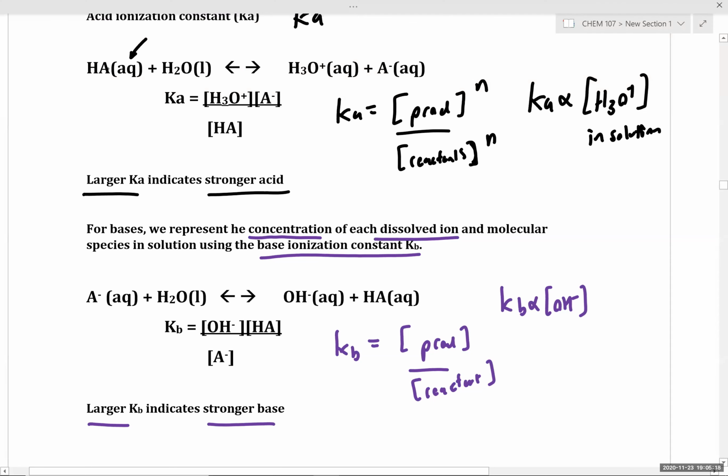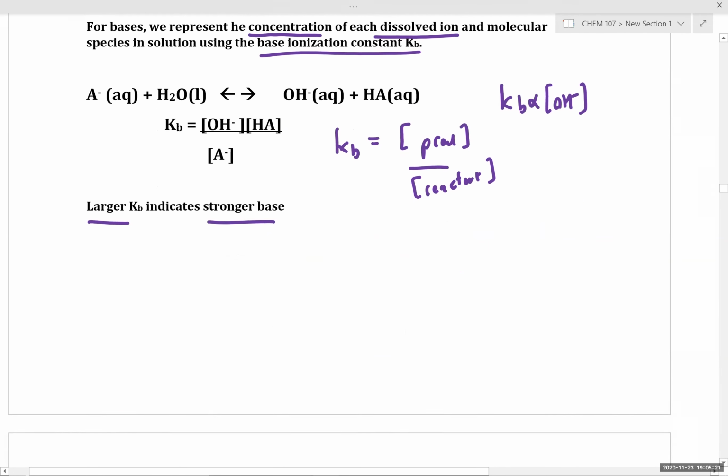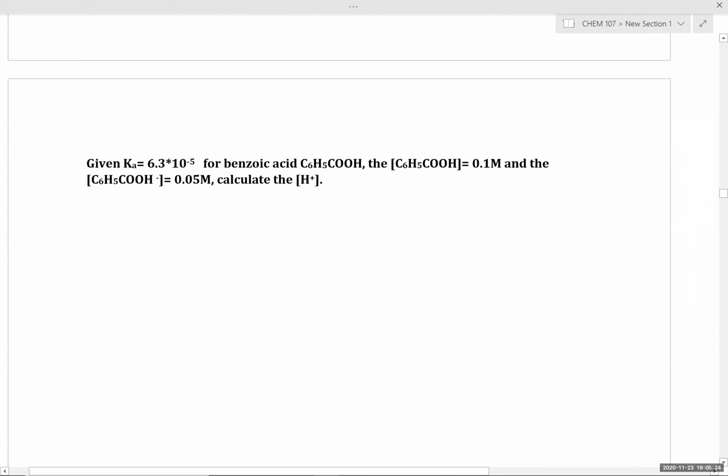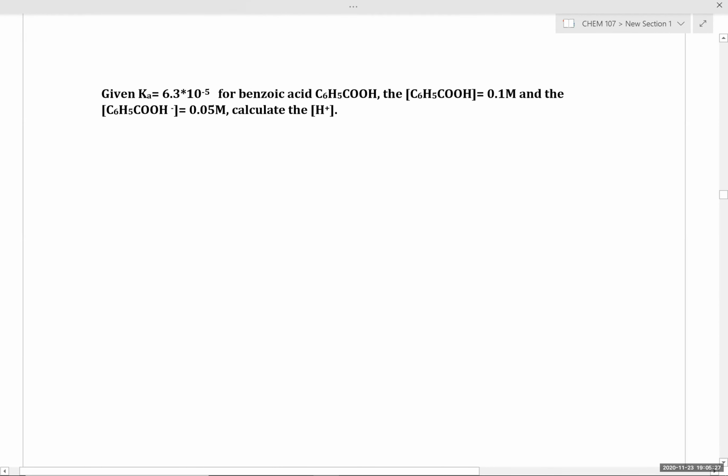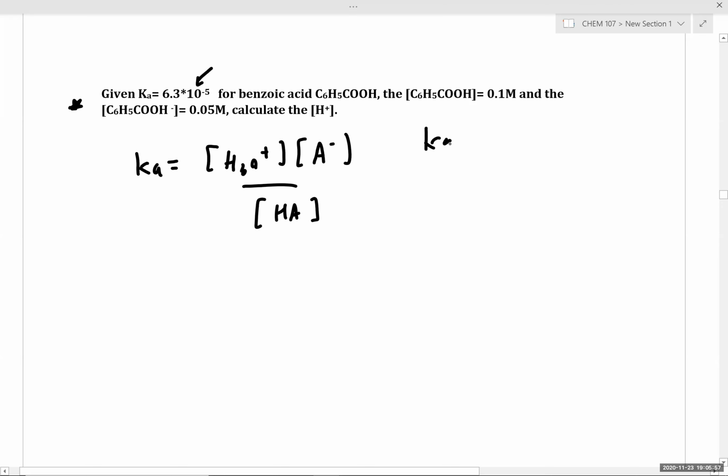Okay, now we have these equations that are going to serve as our foundation. Now, let's talk about how we can use them for calculations. First, if we're given the Ka values, how can we use them to calculate concentration? Remember, Ka is universally defined as the concentration of H3O plus times the concentration of A minus over the concentration of HA. In this case, we're given the Ka for benzoic acid. So our Ka is 6.3 times 10 to the negative fifth.